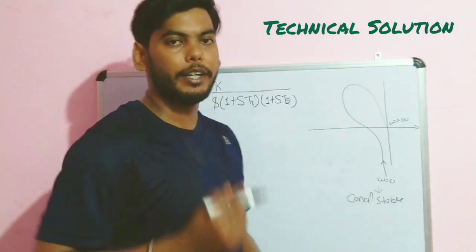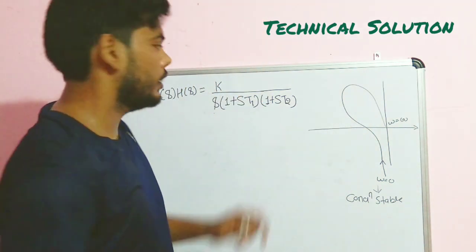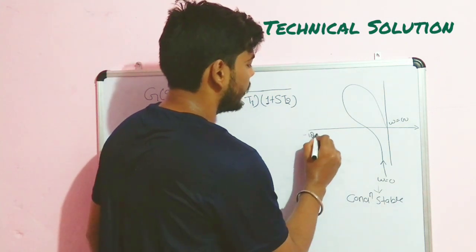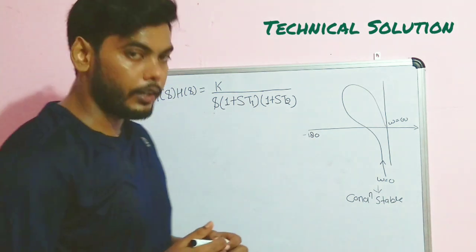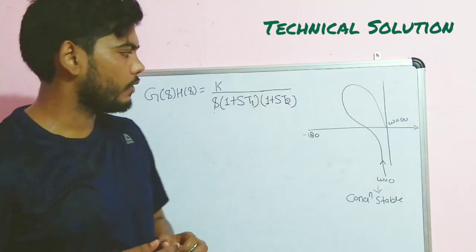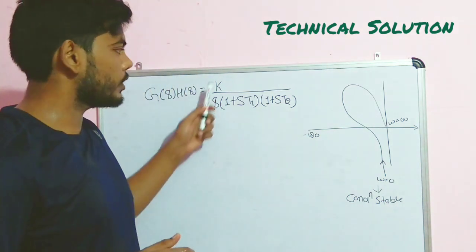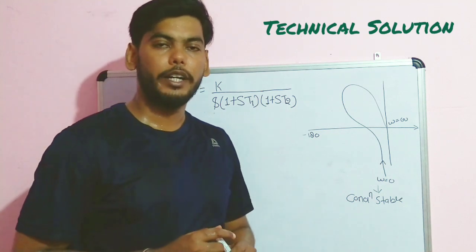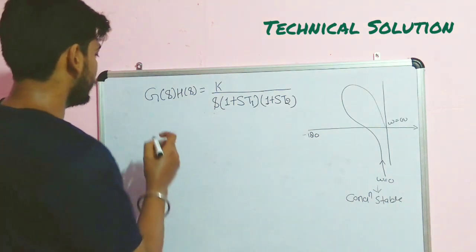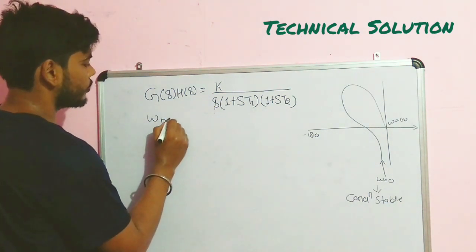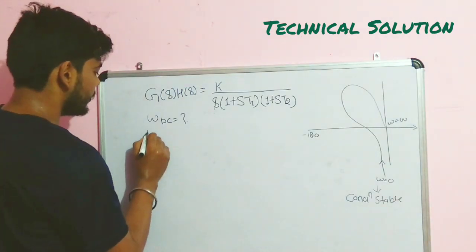To find the stability, we first find the magnitude at this point, where the phase is minus 180 degrees. To find the magnitude at the intersection point, first we find omega pc, the phase crossover frequency. The phase crossover frequency is the frequency where the phase of the system is equal to minus 180 degrees. So first we find the phase crossover frequency.